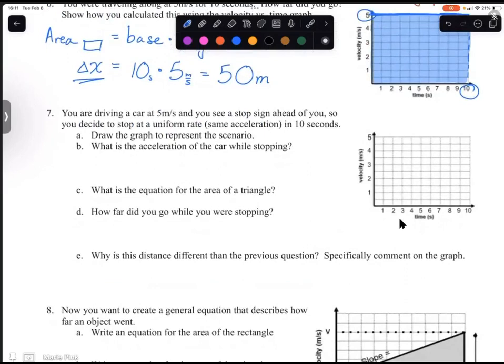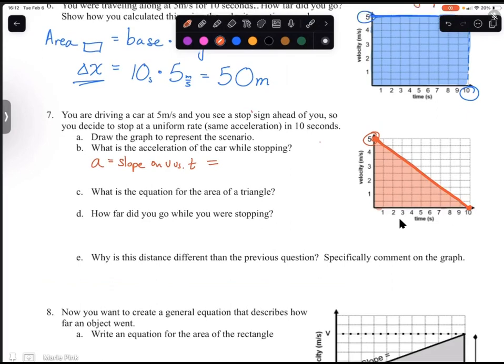Then it says you're driving a car at 5 meters per second and you see a stop sign ahead of you. So you decide to stop at a uniform rate, the same acceleration, in 10 seconds. So this is similar to the last one, but now I'm starting at 5 meters per second, but at 10 seconds I'm stopped, which means that my velocity is 0. So my acceleration on this graph is going to be the slope on the velocity versus time graph. And the slope then is negative because it's going down. And I'm going down 5 because I'm starting at 5 and going to 0.